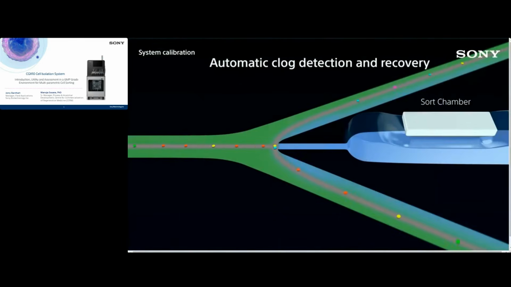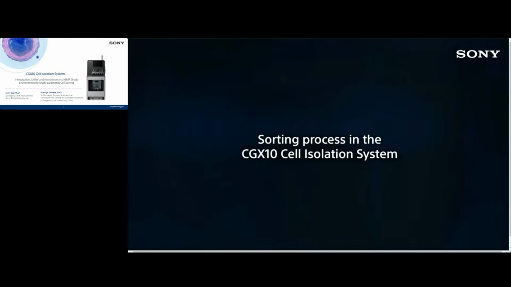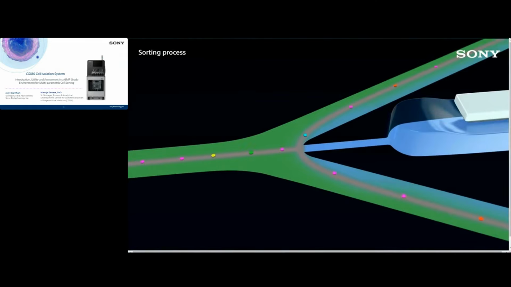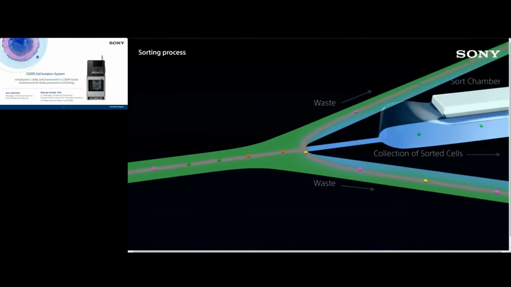Clogs that may be formed during sample flow are automatically detected through the scatter-based detection of the sorted sample. Once a clog is detected, the system automatically starts breaking the clog by controlling the fluidics, making multiple adjustments as needed. After the system is calibrated, the sample is hydrodynamically sorted into the collection bag based on sorting criteria.